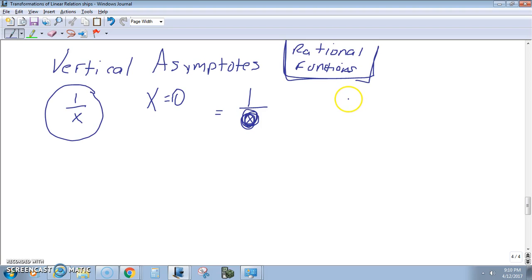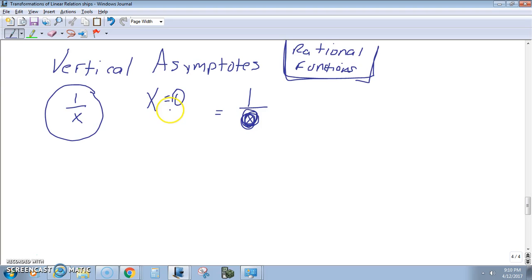Remember, we're only talking about rational functions. What we try to do is force that denominator to be 0 because it can't be. Once we realize what number is going to make it 0, that's our vertical asymptote. So our vertical asymptote in this situation is x equals 0 because that's what x can never be. It'll get closer and closer, but it'll never be there. Okay, but it's super easy for 1 over x, right? All we have to do is make x 0.